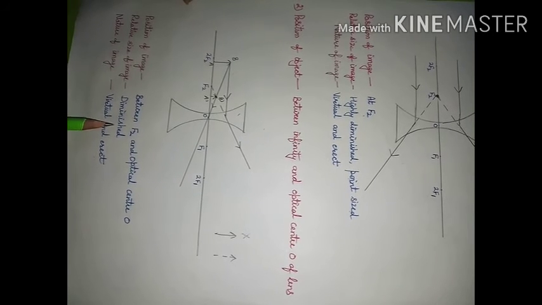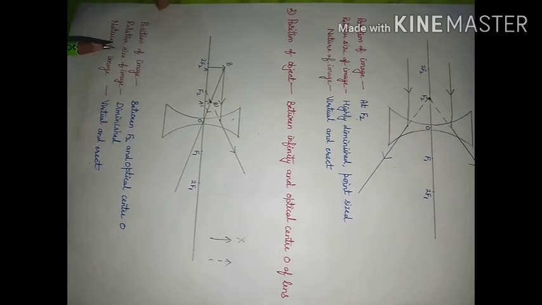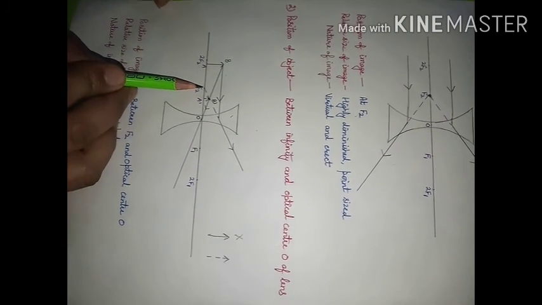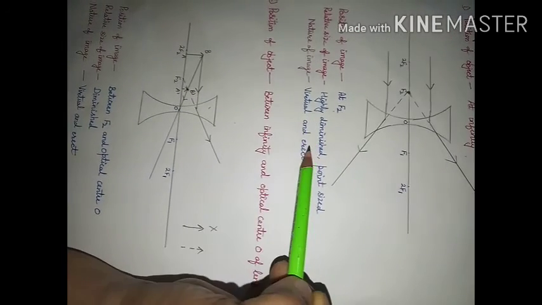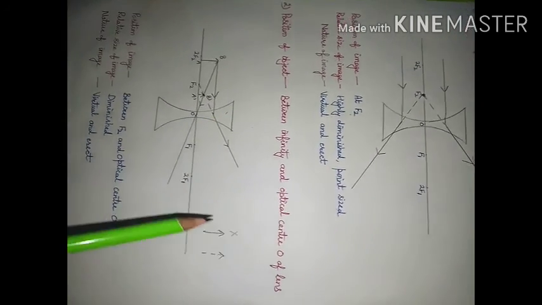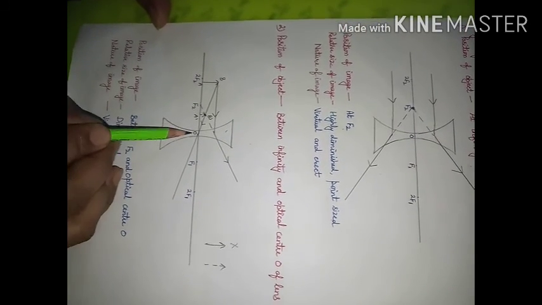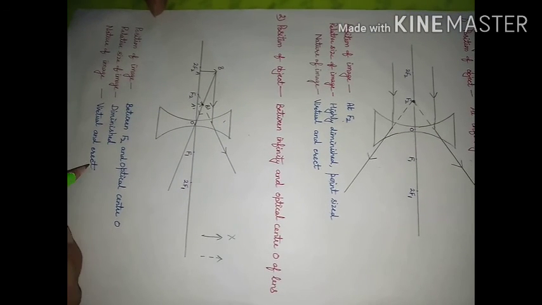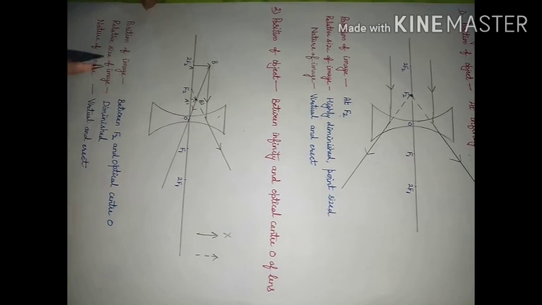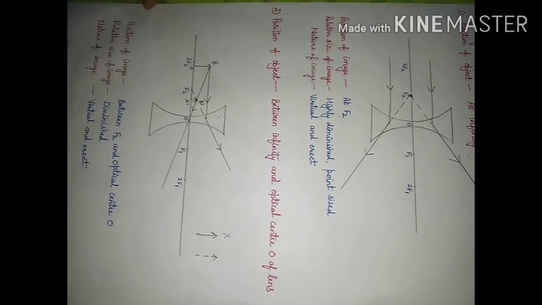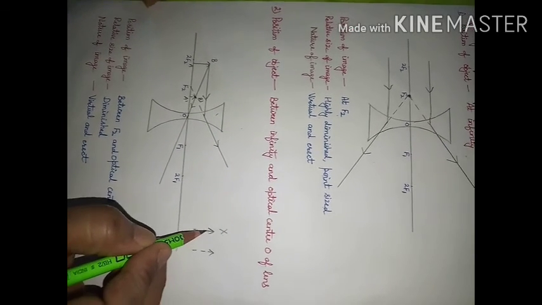Image nature will be virtual and erect. Size will be diminished, smaller than the size of the object, and the image position is going to be between optical center and focus. So when the object is kept at infinity, image formation will be at focus, virtual and erect, point size. Whenever you keep the object between infinity and optical center, image formation will be between optical center and focus. It will be virtual and erect, and in size it will be smaller than the size of the object. So one thing you take care of: put arrows, and wherever virtual image formation is there, show it by a dotted line. A real image you can show by a solid line.